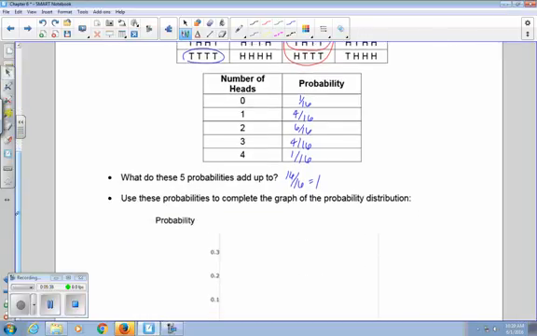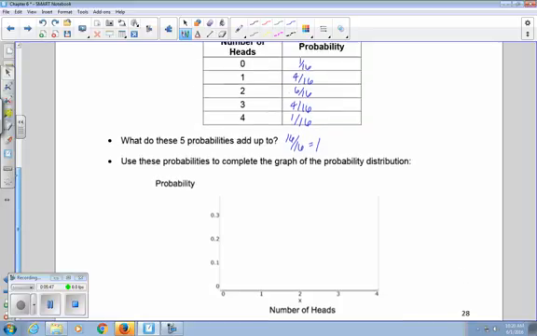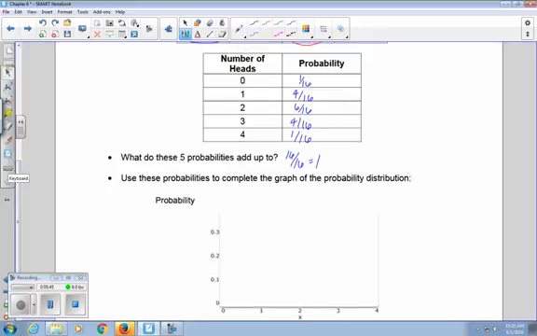Use the probabilities to complete the probability distribution below. Okay, so the probability of getting 0 heads we saw up here in our table is 1/16. If we convert that to a decimal, that's 0.0625, 0.25, 0.375, 0.25.